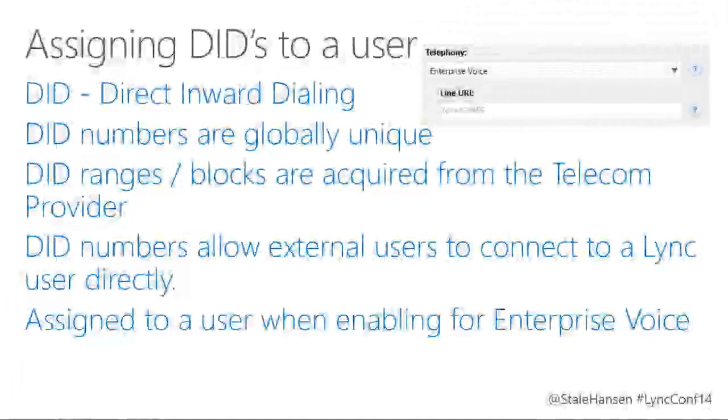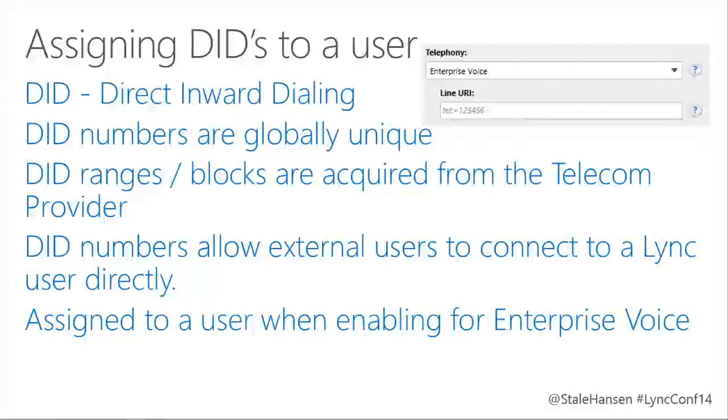So DID, that's a direct inward dialing number. It's a globally unique number, and series or ranges or blocks are assigned to you by a telco or the PBX you are connected to. A DID allows external users on a mobile phone or telephone to reach a Lync user from the public network, hence enterprise voice. So a user needs to be enabled for enterprise voice to be enabled for this.